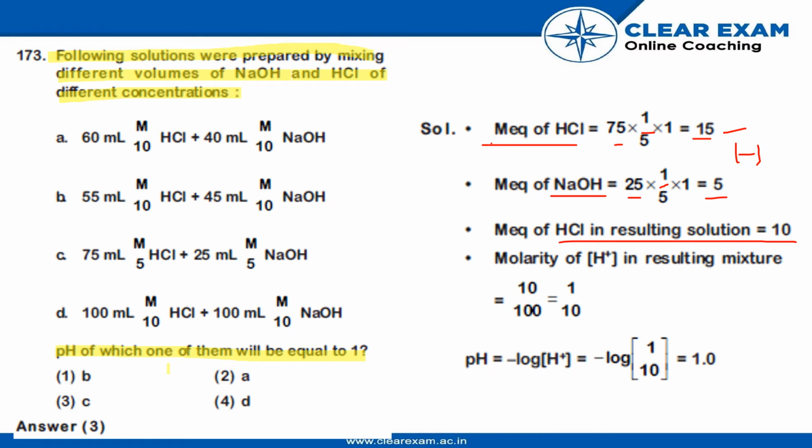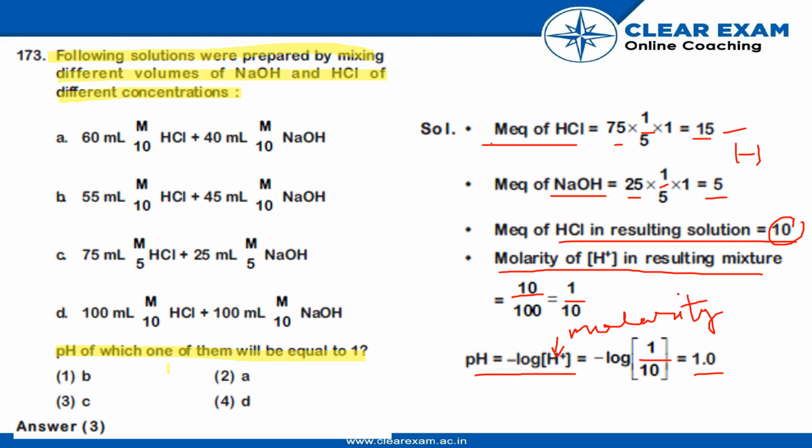Now the molarity of H+ in the resulting mixture is given as 10 divided by 100, that is, the total volume of 100 mL. That will give us 1 by 10. Now the pH is given by the formula: minus log of H+ ions, where we take the molarity of H+. So minus log 1 upon 10 will give you the value of 1.0.